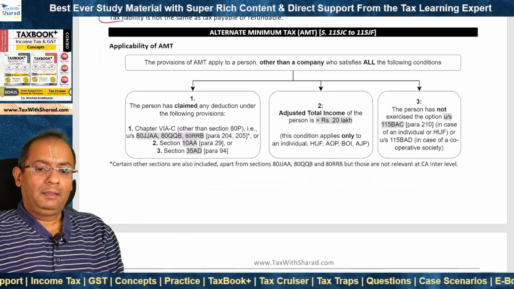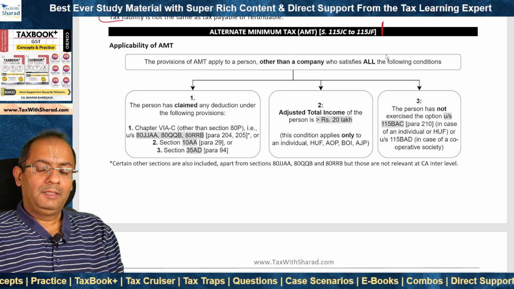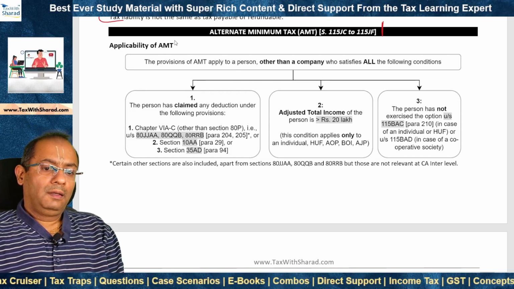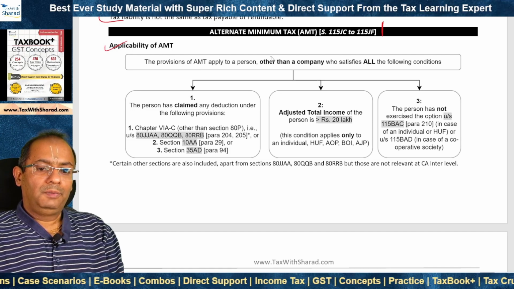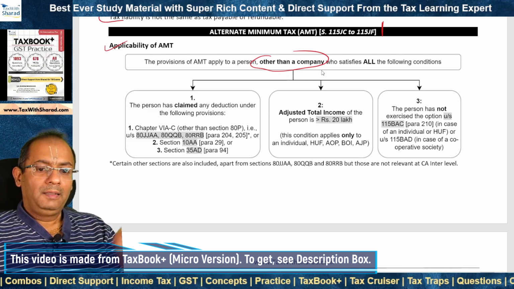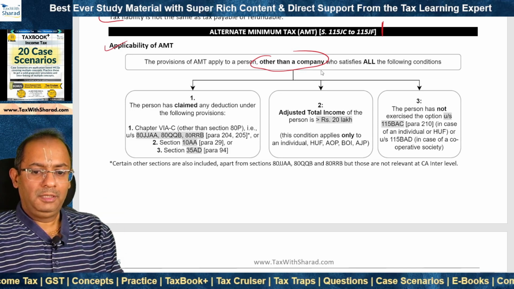We will now look at the provisions of alternate minimum tax or AMT. The relevant sections are 115JC to 115JF. Applicability of AMT: the provisions of AMT apply to a person other than a company. So AMT doesn't apply to a company. A different provision is applicable to a company, but that is not relevant for the CA Intermediate syllabus.